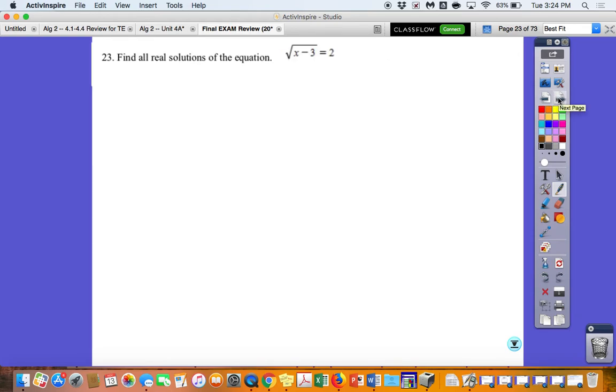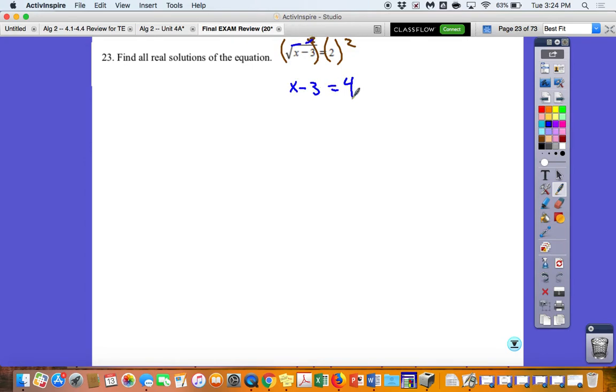Find all the real solutions of this equation. So we're starting with a radical equation. So we're going the other way. Instead of taking the square root, we're raising it to the second power. So I got to come in here and square both sides. When I do that, the radical and the power still cancel each other out. And I got x minus 3.